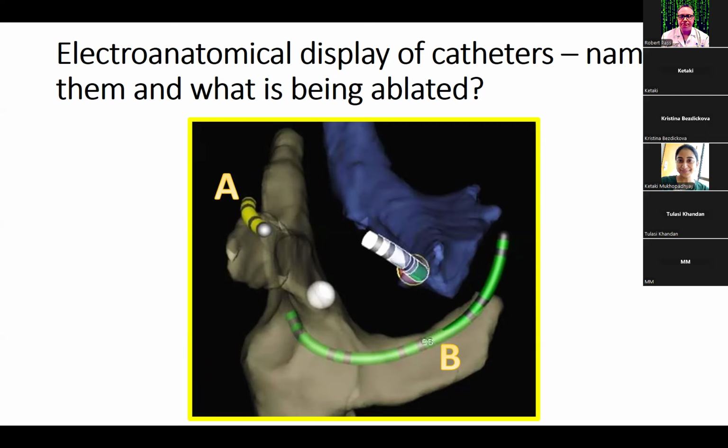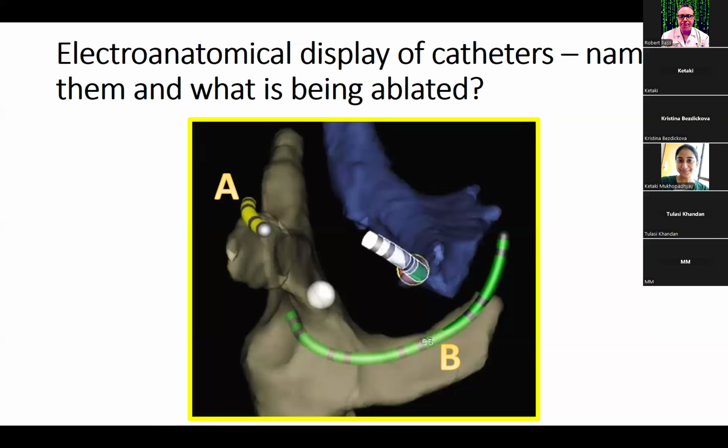Okay, so catheter B looks like it's in the coronary sinus. That is correct. And then catheter A, I think would be a HRA or a high RA catheter. All right, that's a good guess. It could have been a high RA, but it's actually the His catheter.